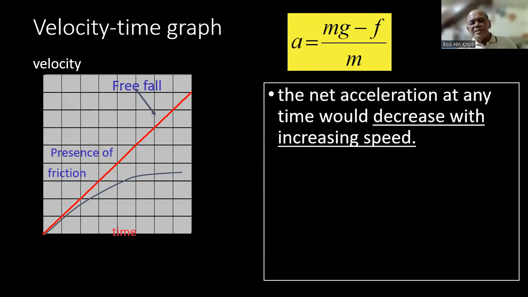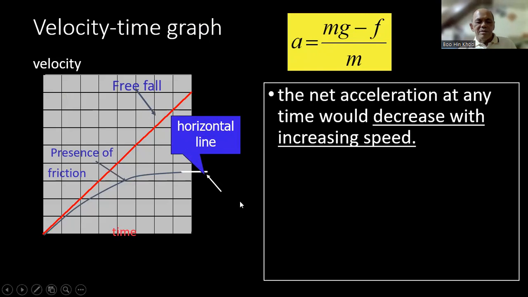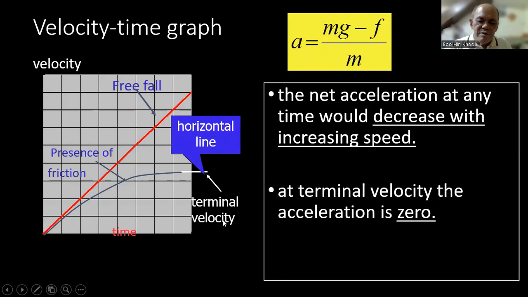The net acceleration at any time will decrease with increasing speed. Friction increases at any time. Acceleration decreases at any speed. So that is terminal velocity, the horizontal line here. At terminal velocity, the acceleration is 0.